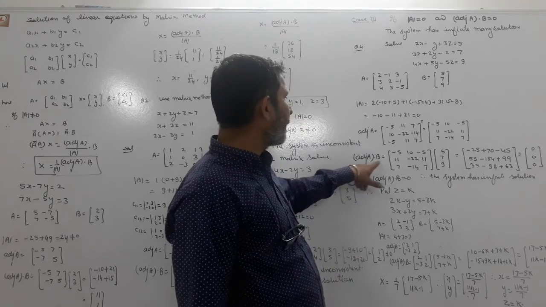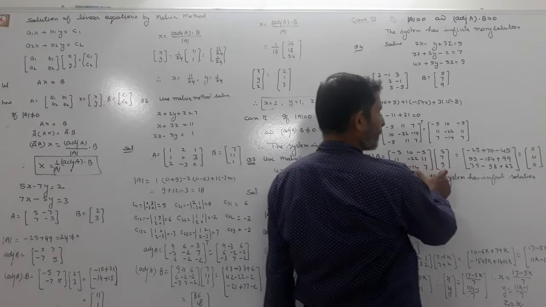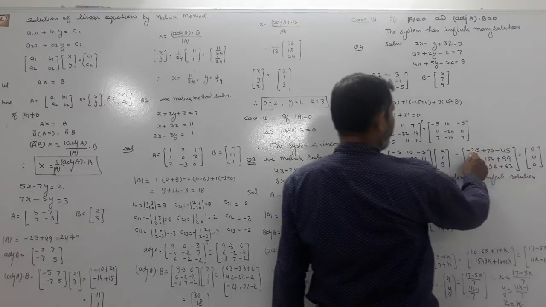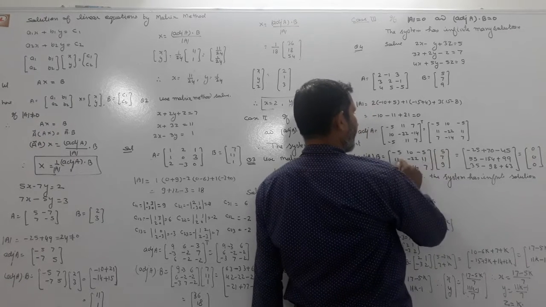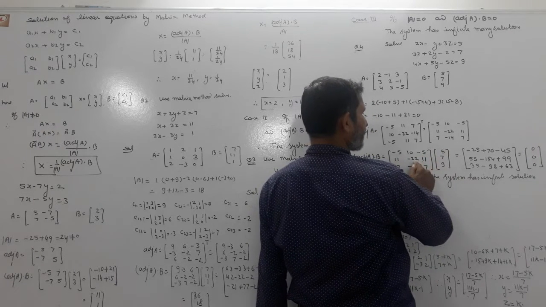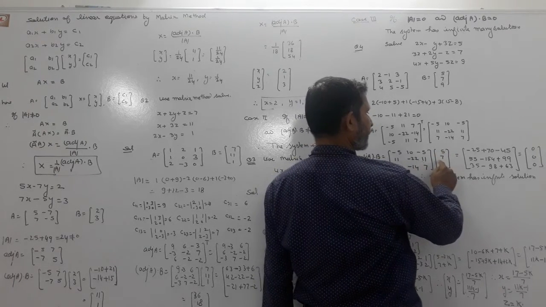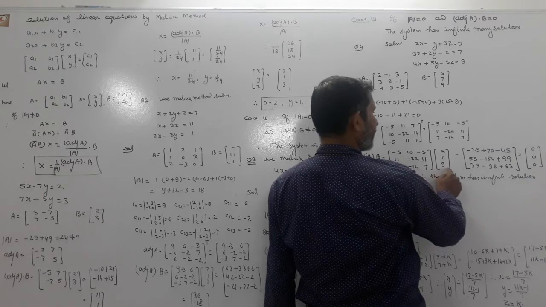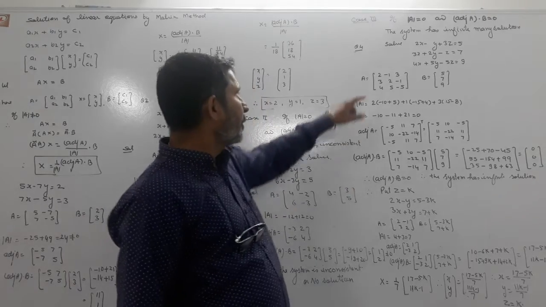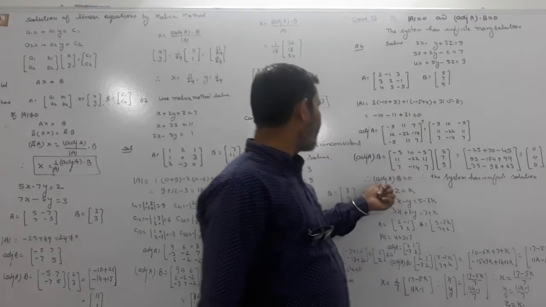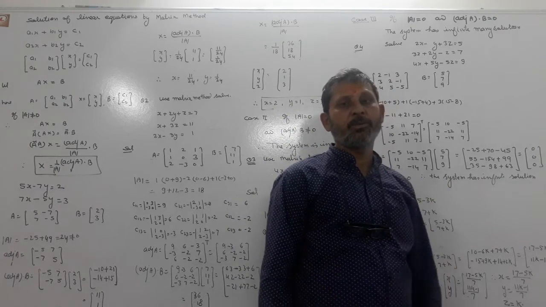Then we find adjoint of A into B. Adjoint of A is this and B is this. Simplify it. Multiply these two, then we get minus 25 plus 17 minus 45, 55 minus 154 and 99, then 35 minus 98 and 63. Now we check, this is also 0. So therefore the determinant of A is 0 as well as the adjoint of A into B equals 0. Then the system has infinitely many solutions.